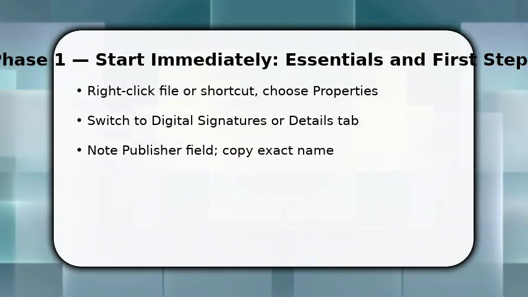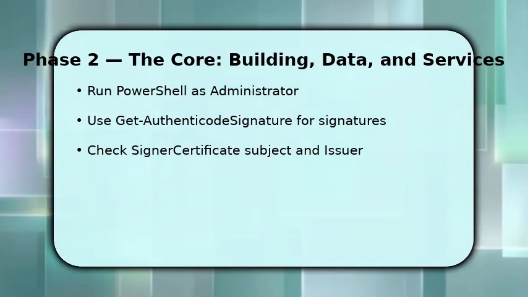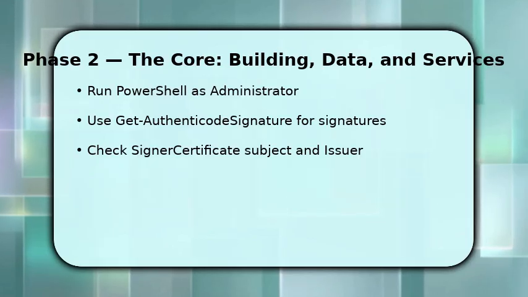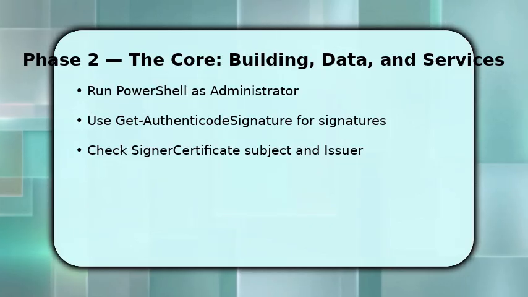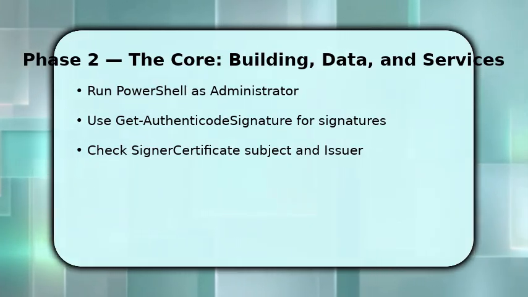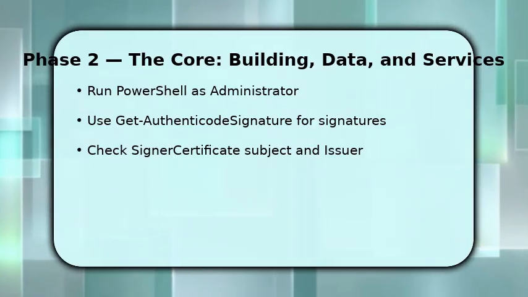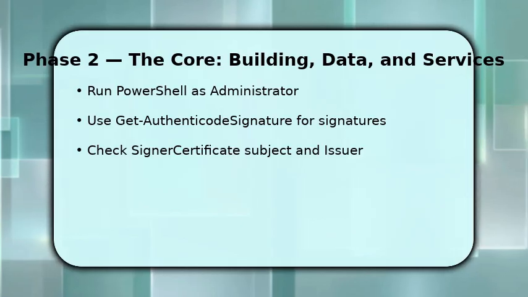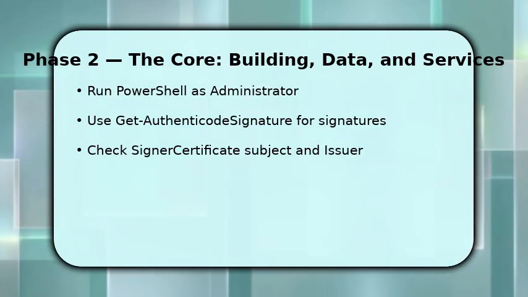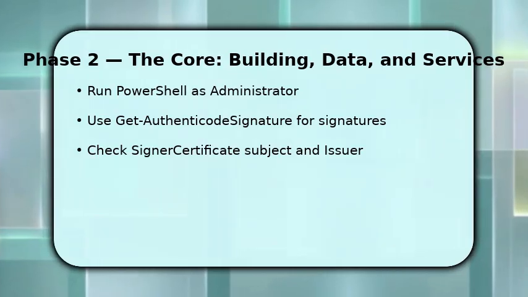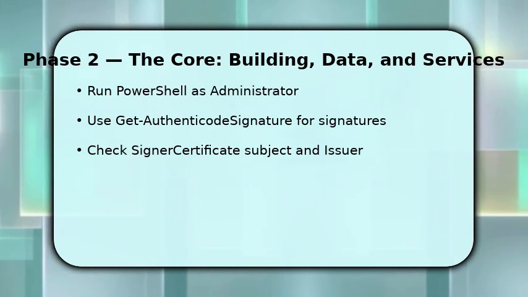Now, open PowerShell as administrator and run Get-AuthenticodeSignature on the file path to get a programmatic view. Once done, examine the signer certificate property to see subject and issuer fields. These show the publisher name and certificate authority. If no signature exists, use Get-FileHash and vendor documentation to match files. Alternatively, use SigCheck or Sysinternals to list signature details. This gives precise, searchable publisher data for inventories and audits.